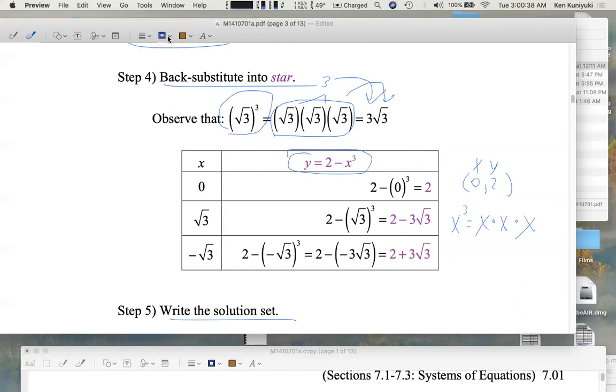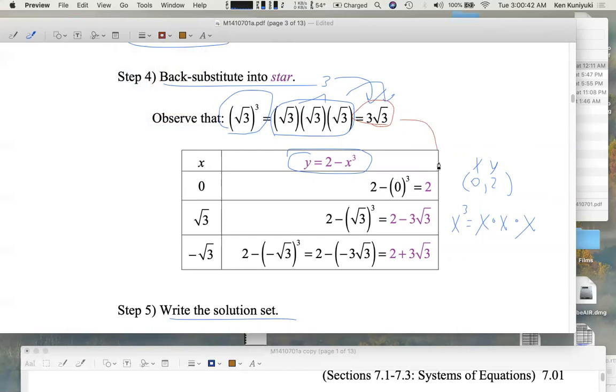I'll put this in red. 3 root 3. That goes over here. But remember, the full y coordinate is 2 minus 3 root 3. And this is not negative 1 root 3. Do not combine the 2 and the negative 3. Do not combine these. I'll make this little mark here. Do not combine these. This is not negative 1 root 3. The negative 3 and the root 3 are tied together, but the 2 is a separate term.